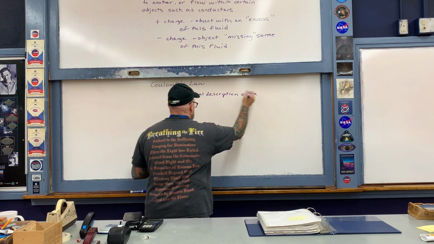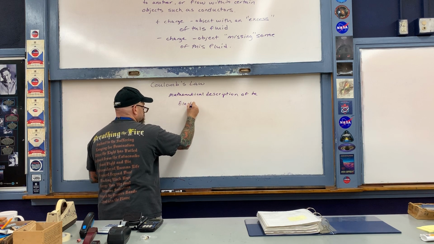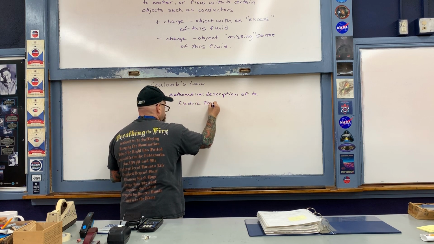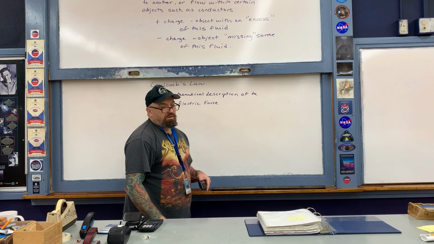Mathematical description of the electric force. Coulomb used a pendulum apparatus, much like the pendulum apparatus that I was using to demonstrate the process of charging by friction. He used that pendulum type of demonstration as an experiment to quantify mathematically a description of the electric force. Here's the basic description of the electric force itself.